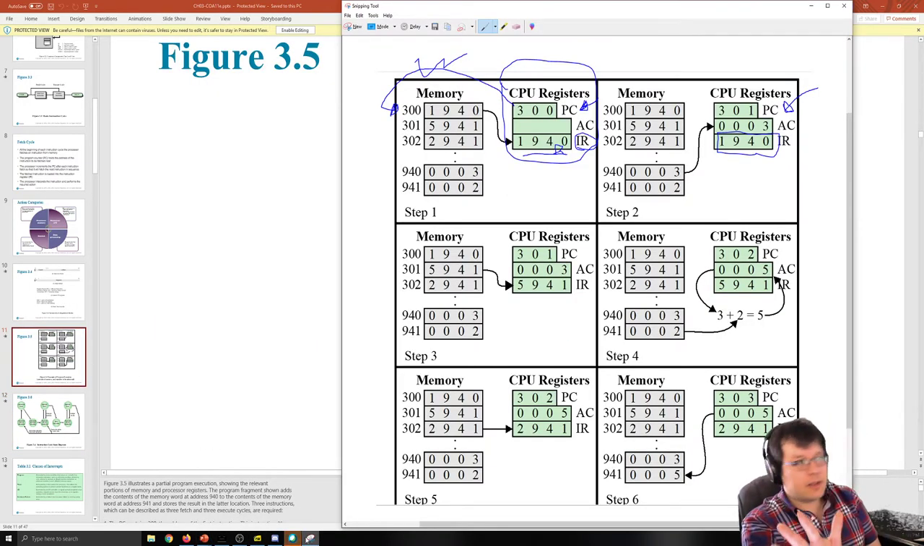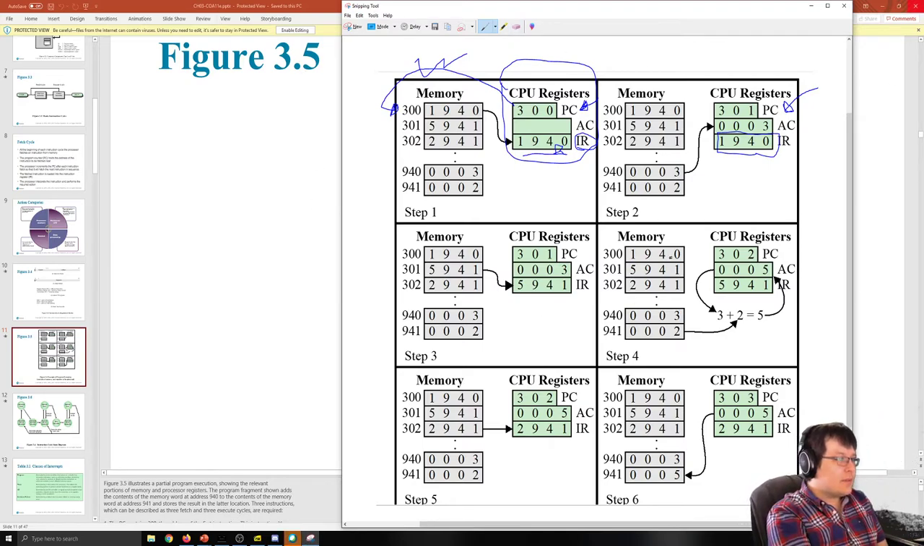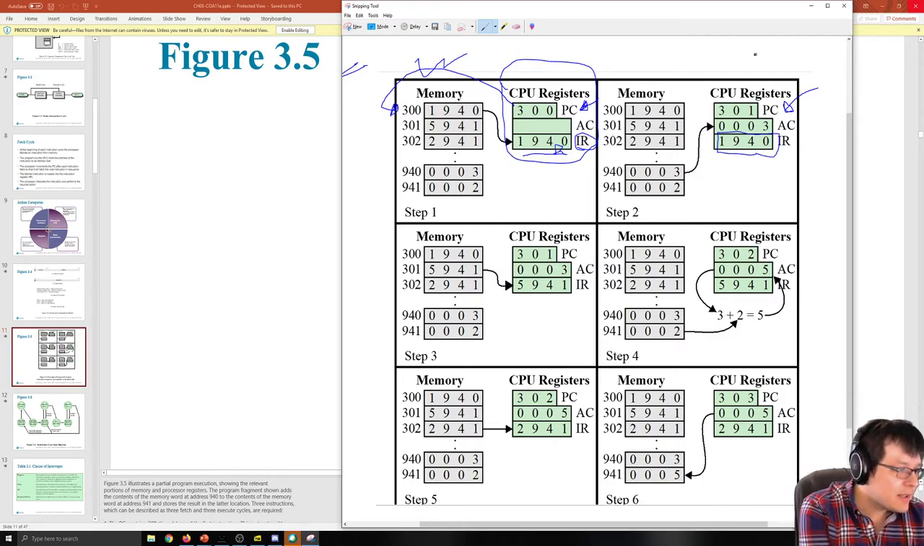Tell me if you get lost. I'm trying to go as slow as possible here. What gets me is I keep losing the mouse because it becomes a dot when I go over this. It's really annoying.